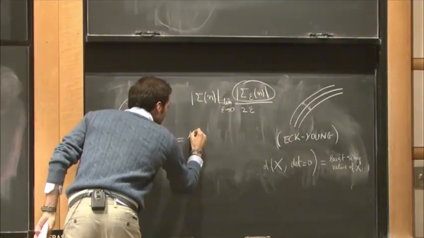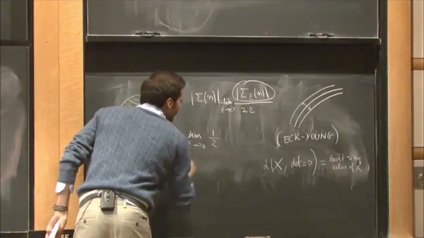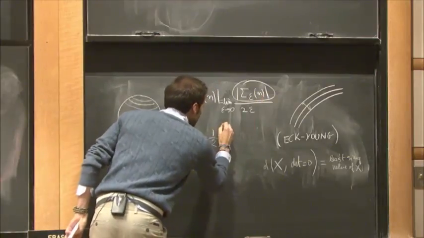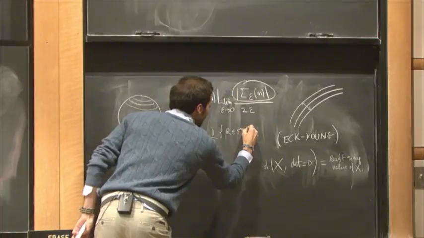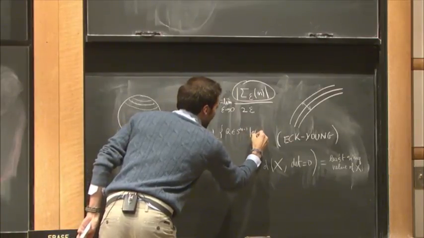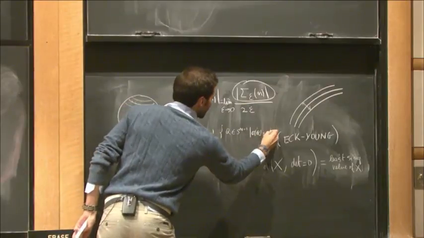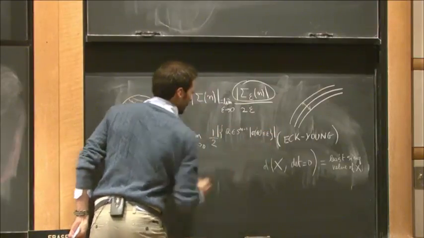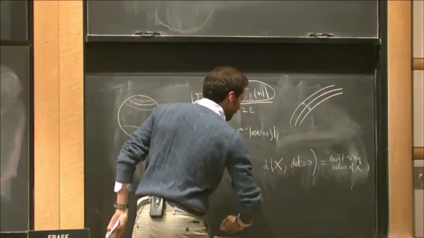So this is going to be the limit as epsilon goes to 0 of 1/2. And now identifying this object is the set of all matrices Q belonging to the sphere such that the least singular value is smaller than epsilon. I denoted sigma Q the least singular value, to epsilon. This is the Eckart-Young theorem.